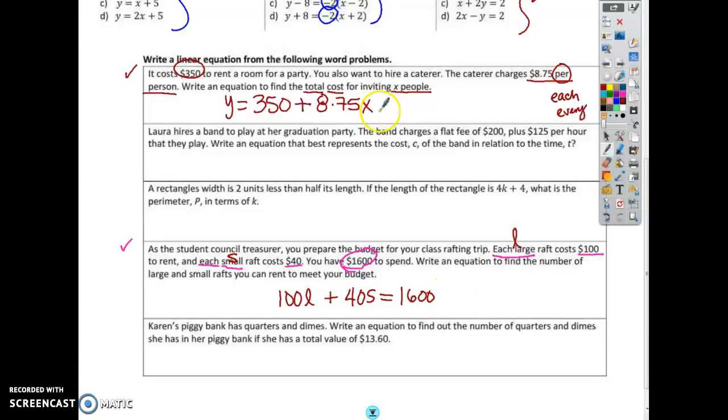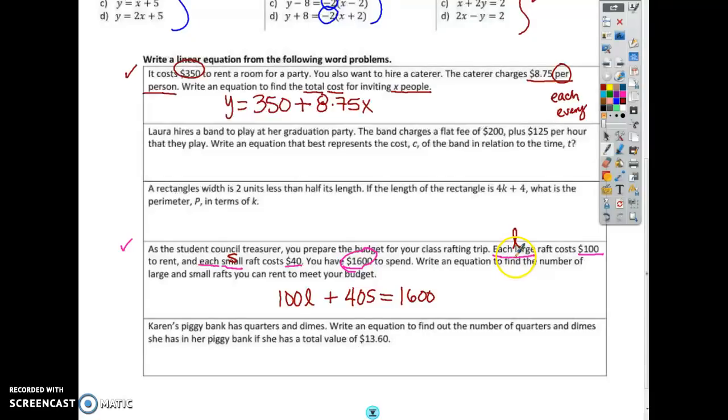So do you see the difference between the first one and the fourth one? Okay? One of them only had one keyword that said per, so you're only going to put a letter next to that one. And then this fourth one had two keywords, each, so you're going to have two letters that have numbers in front of them. Okay? So you're going to finish the rest of them.